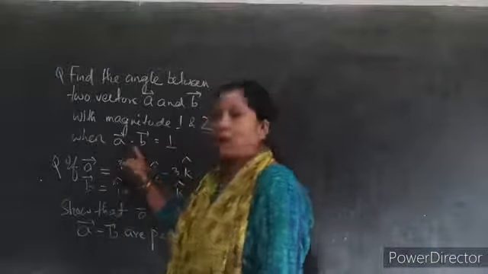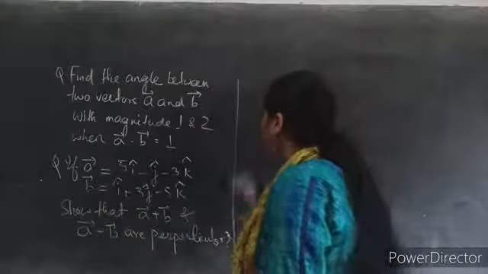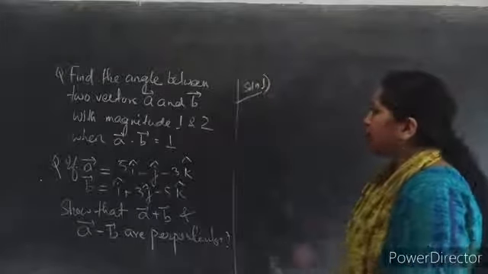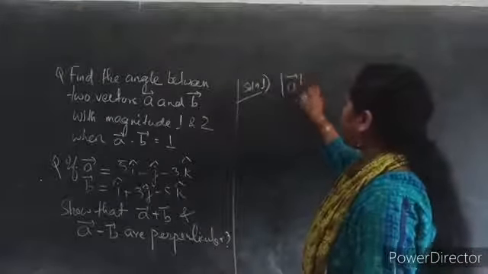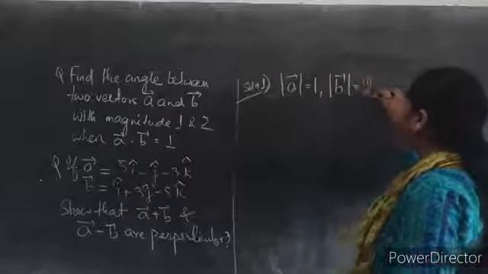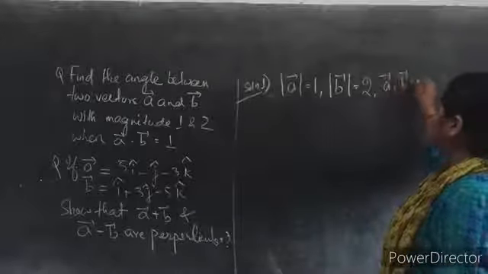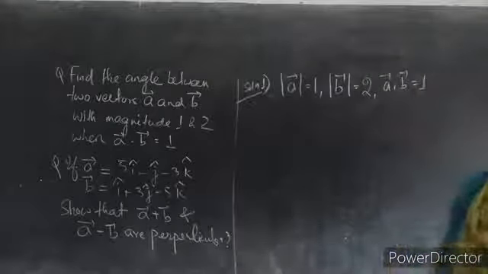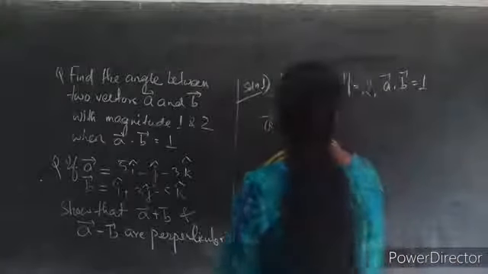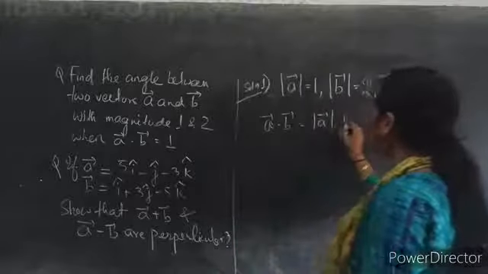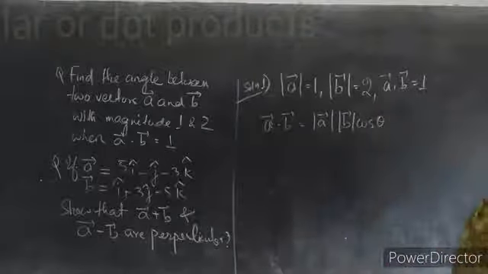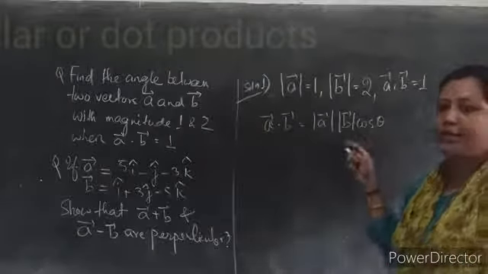So as you can see, the concept in this first question is regarding what? It is regarding your dot product. Magnitude of A is given equal to 1, magnitude of B is given equal to 2 and A dot B is equal to 1. In my last video, we discussed the formula A dot B is equal to magnitude of A, magnitude of B into cos theta. So here you are asked to find the angle, that is your theta.